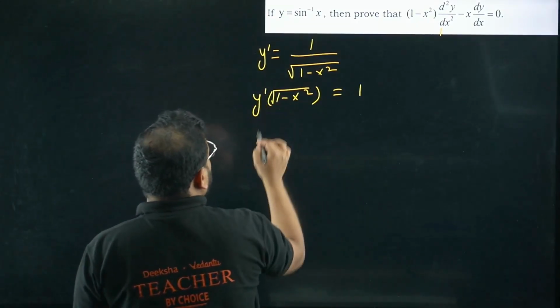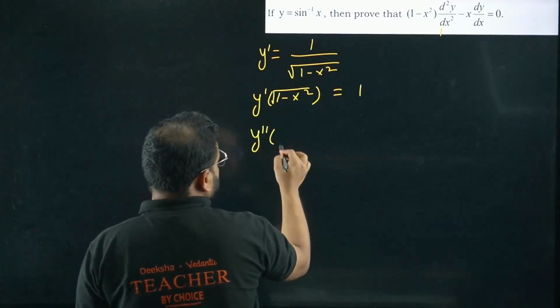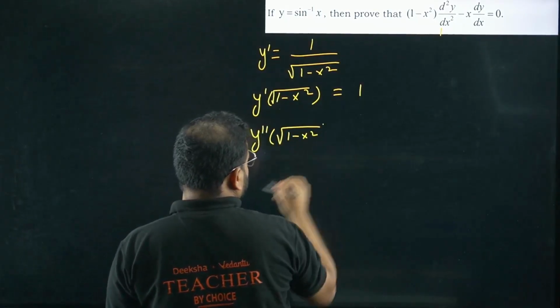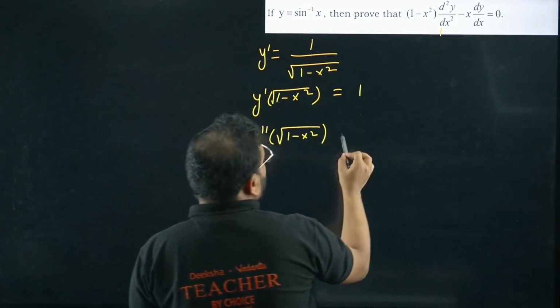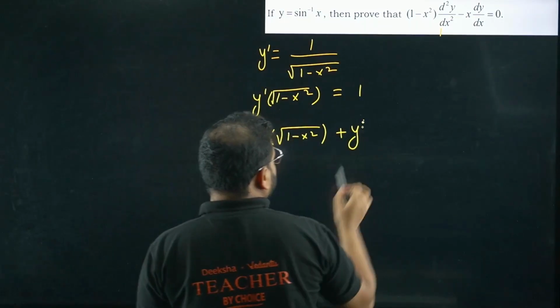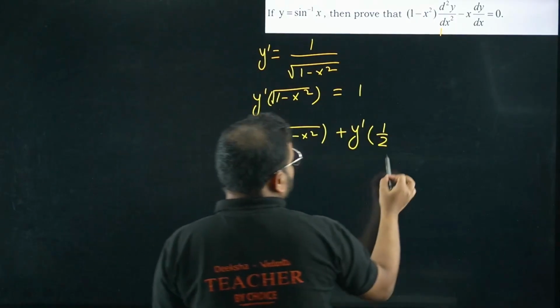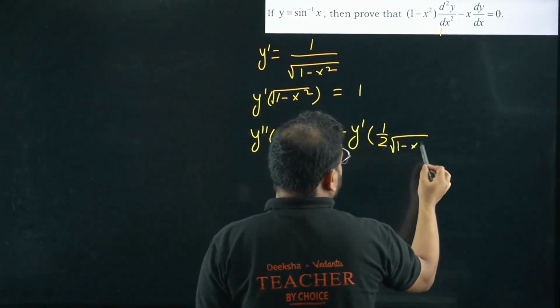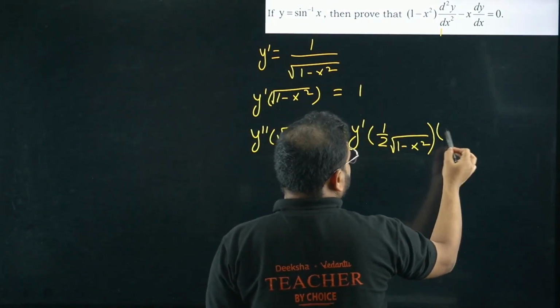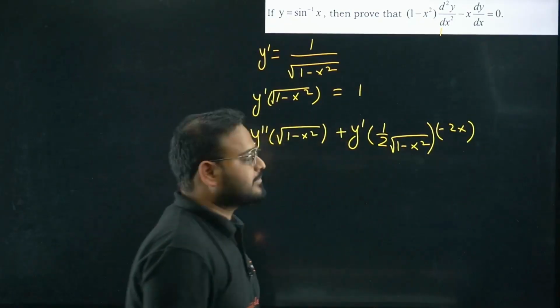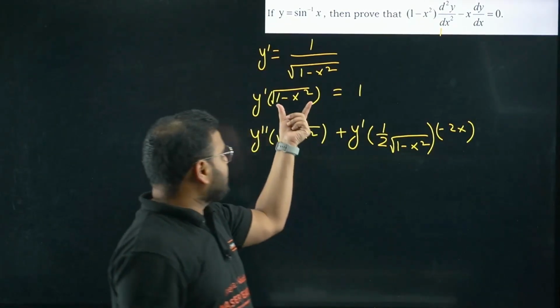If you take this, you get y double dash, and this root of 1 minus x square as it is. Next, plus sign, keep y dash as it is. Now differentiate the root: you get 1 by 2, and this will be in the denominator, root of 1 minus x square. You'll have the chain rule, so minus 2x. I'll repeat myself, please check. I am doing differentiation for this part.